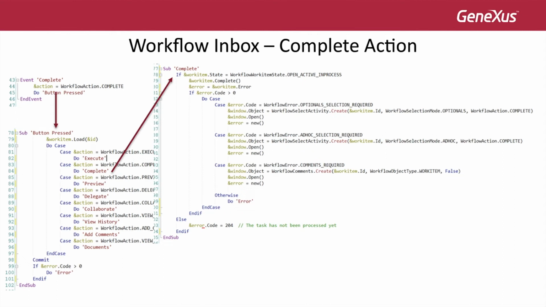In case the error is because some comments are required in this activity, then the workflow comment Webpanel is going to be prompted in order for the user to enter the comments needed to complete this task. If there's another error, the error will be shown to the user. In case there's no error, the task has finished.